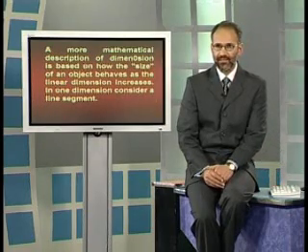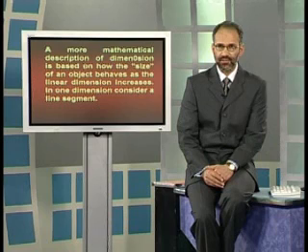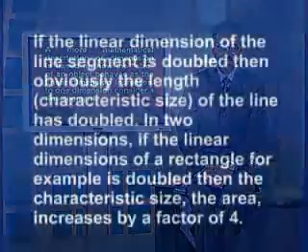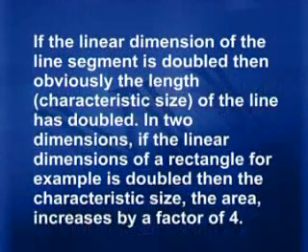A more mathematical description of dimension is based on how the size of an object behaves as the linear dimension increases. In 1 dimension, consider a line segment. If the linear dimension of the line segment is doubled, then obviously the length, which is the characteristic size of the line, would also have doubled. Simple enough. You have a line segment, you double the linear dimension, the length of the line is doubled.